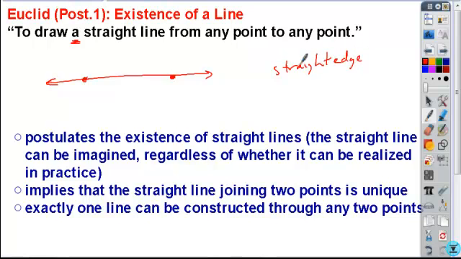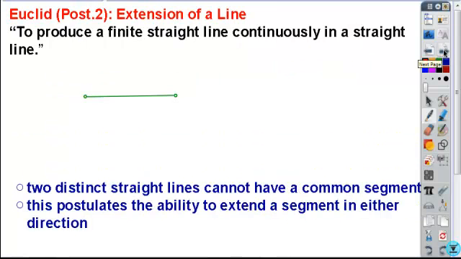All right, the second postulate was extension of a line. So now you start with a finite portion. The historical wording is to produce a finite straight line continuously in a straight line. The finite straight line is what we call a segment. So what this says is that you can extend a segment in either direction, again, using a straight edge.